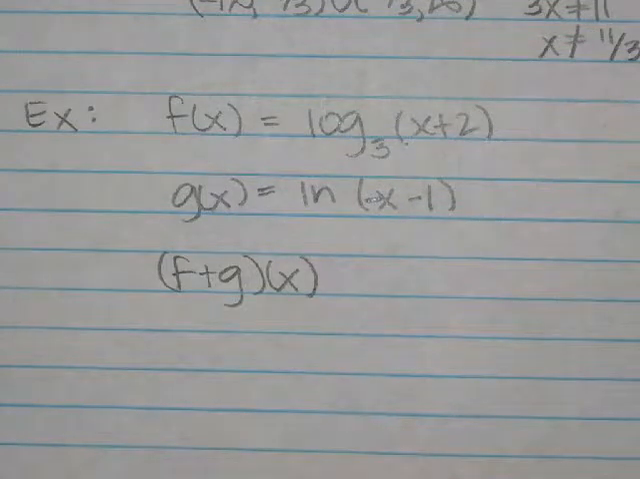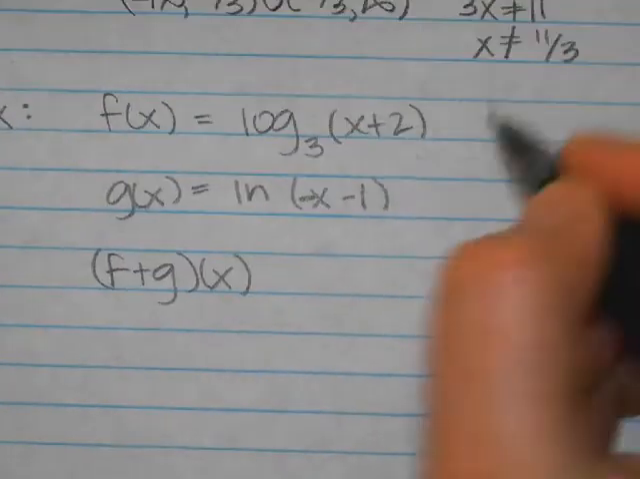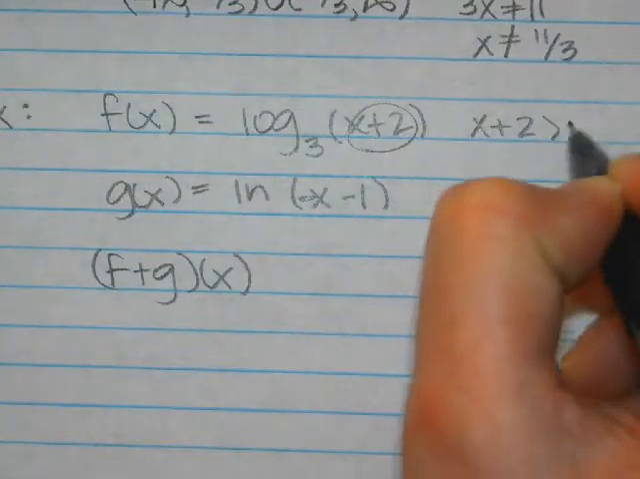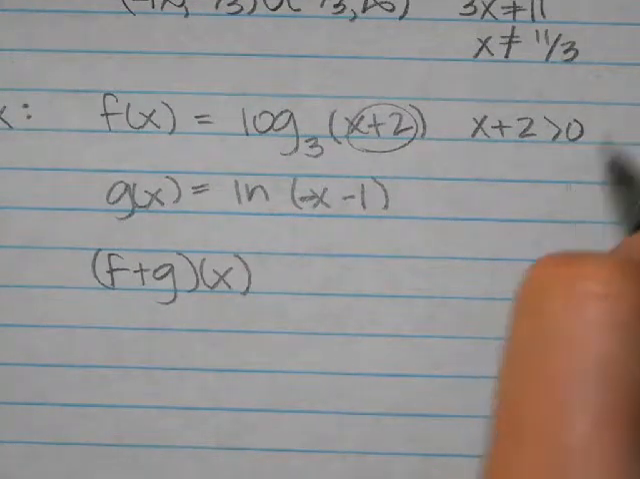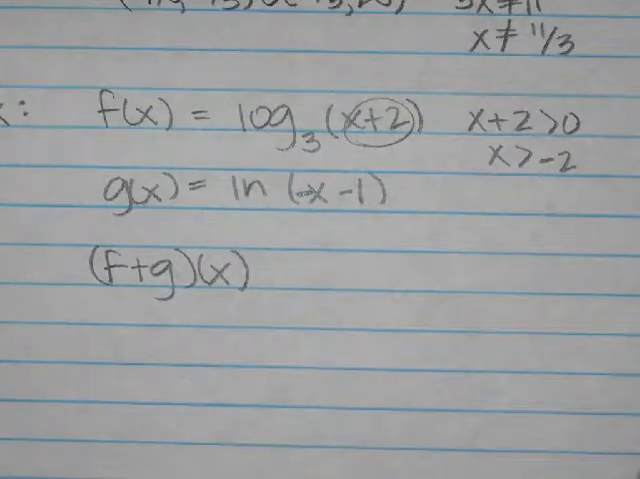So we want to find the domains first of the original two functions. What do we do for f of x? Greater than or equal to? Can it equal 0? No. Okay, so we're going to say x plus 2 is greater than 0. So what does that give us? X is greater than negative 2. Okay, so that's part of our domain.